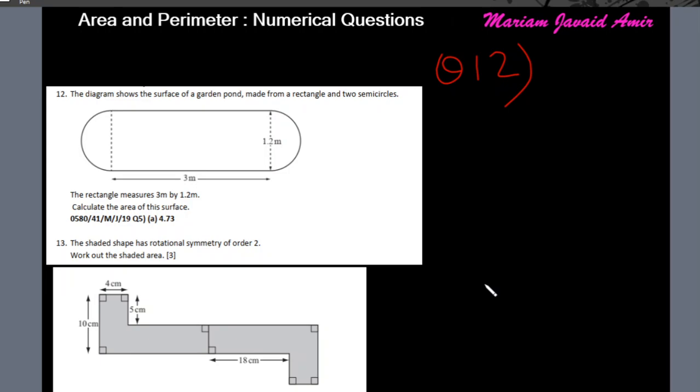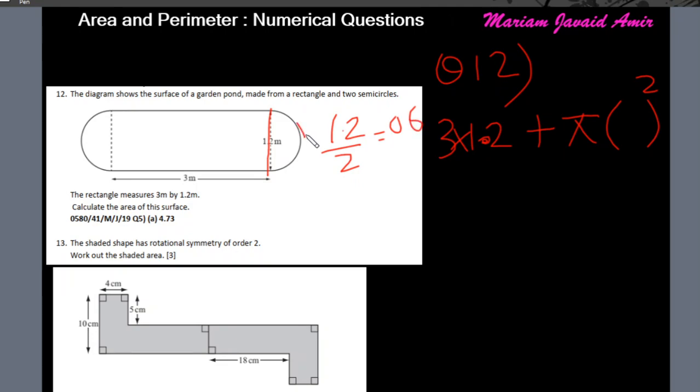So if I figure out the shapes present in this pond, that's one rectangle and one whole circle divided into 2 parts. So I'll just use the formula for the area of a rectangle, which is 3 times 1.2 plus the area of the whole circle, which will be pi r squared. Now what is r? This is diameter 1.2. So 1.2 divided by 2 will be 0.6. So radius is 0.6. So I'll write 0.6 here.